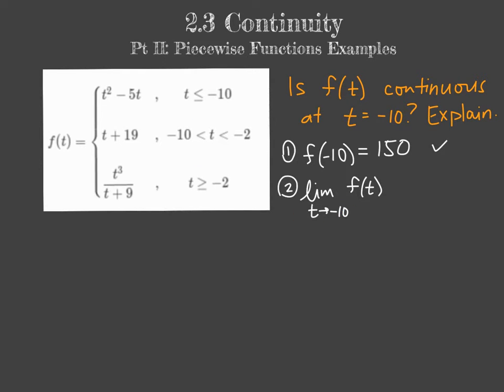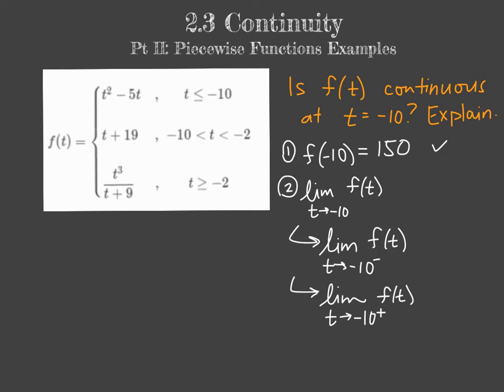And so we do need to make sure we check both the left and right-sided limits at -10. As we approach -10 from the left, we are looking up here and we're plugging in -10. We already did that, so that is 150. As we're approaching -10 from the right, we need to look here because these are values that are larger than -10. If we plug in -10 here, we'll get 9. And so even though both of our one-sided limits exist, our overall limit does not exist because they are not equal.